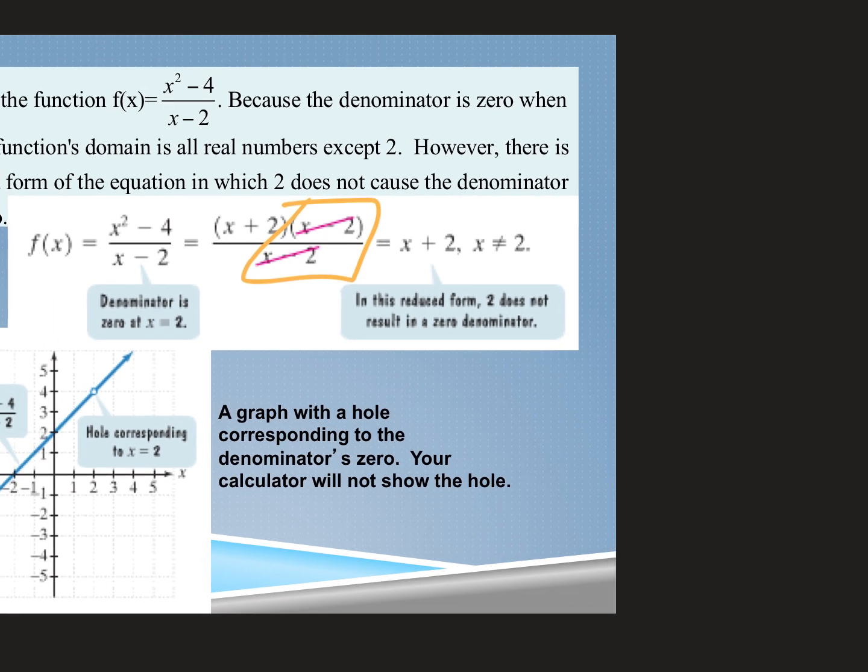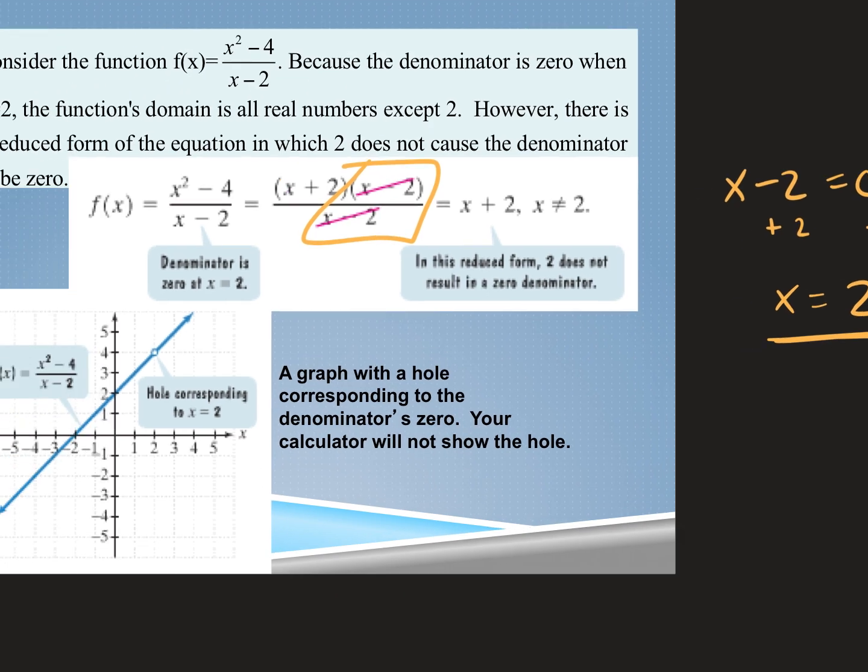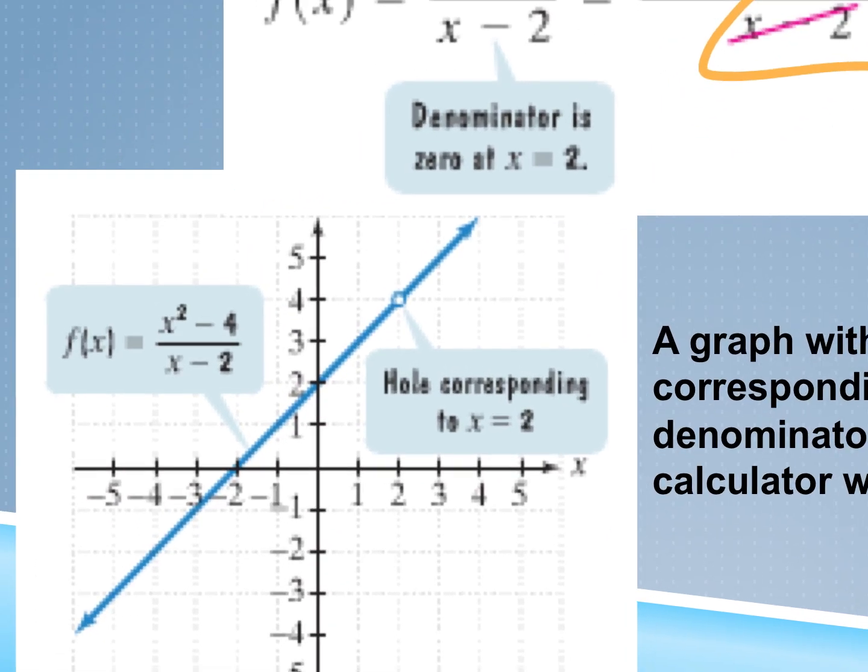So here, we factor to find the hole. And then whatever you cross out, that x minus 2, we set it equal to 0 to find our x value at that point. So I would add 2 to both sides. So x is equal to 2. I have a hole where x is 2. But our hole occurs at a point. So if we look at our graph here, our hole is at a point.